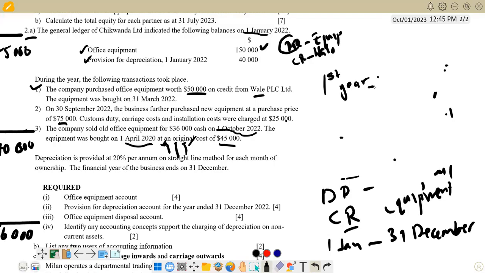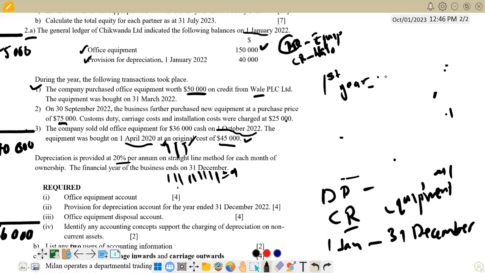What happened during the first year is that depreciation is 20% per annum using the straight line method, which means the formula is percentage times cost. Our cost is 45,000 for that non-current asset. It was bought in April 2020, so it was there April, May, June, July, August, September, October, November, December. We get 1, 2, 3, 4, 5, 6, 7, 8, 9, so it stayed 9 months.